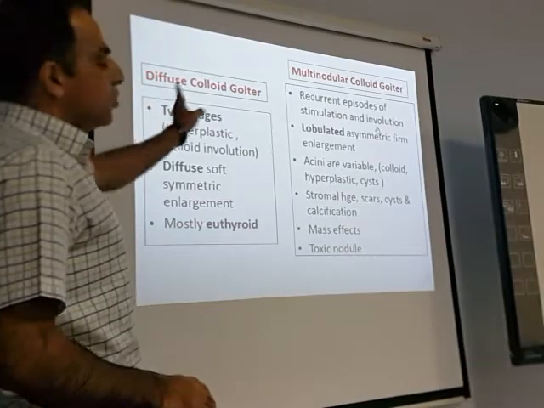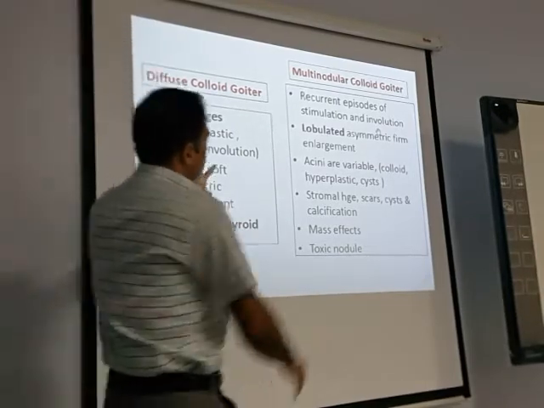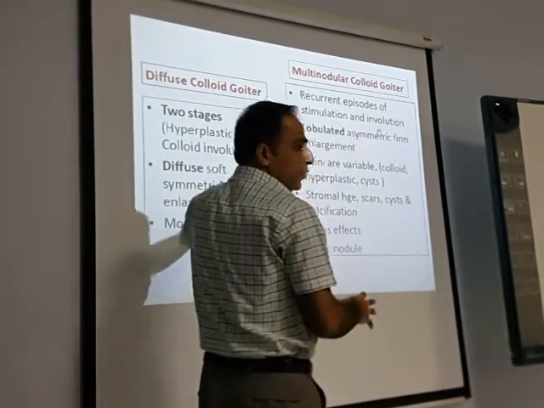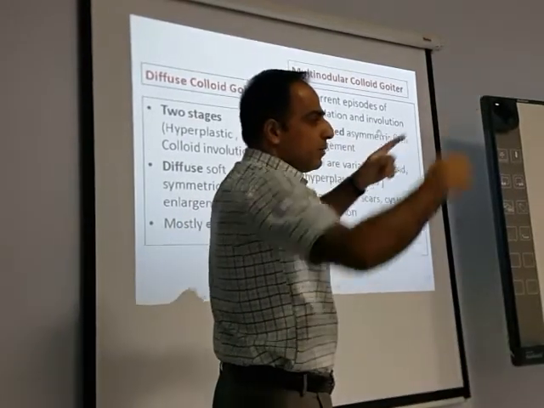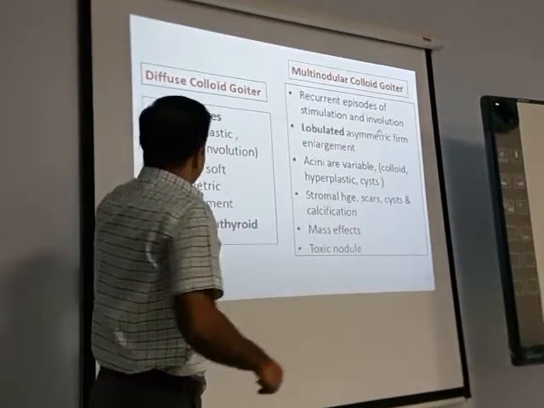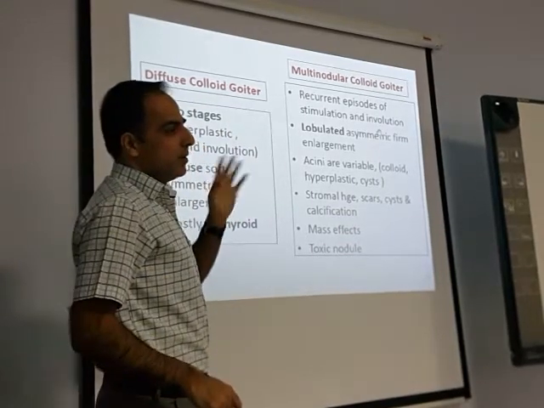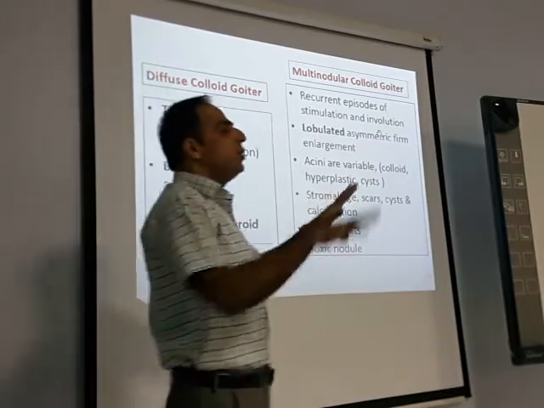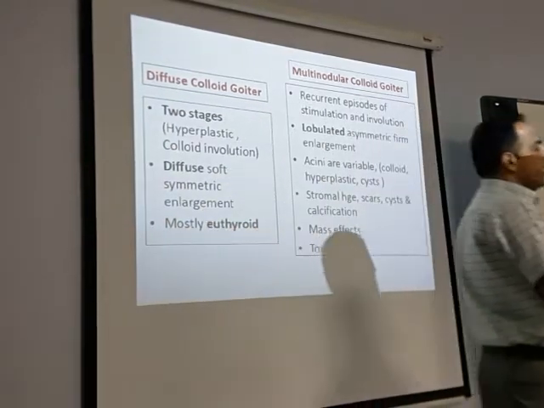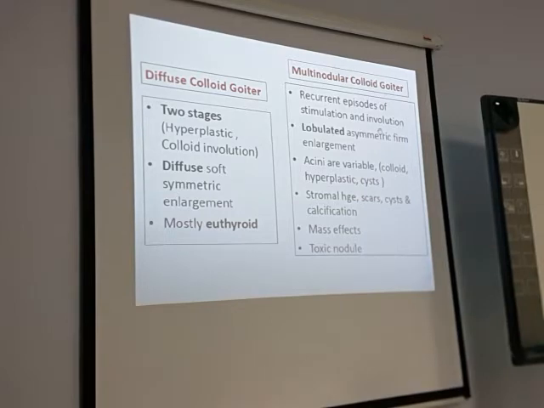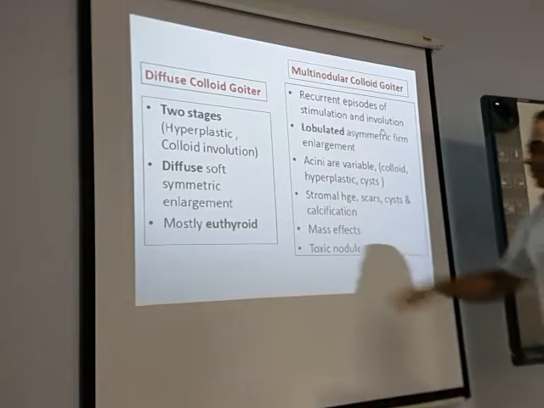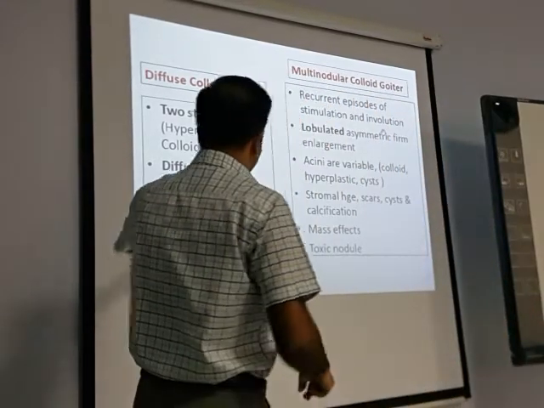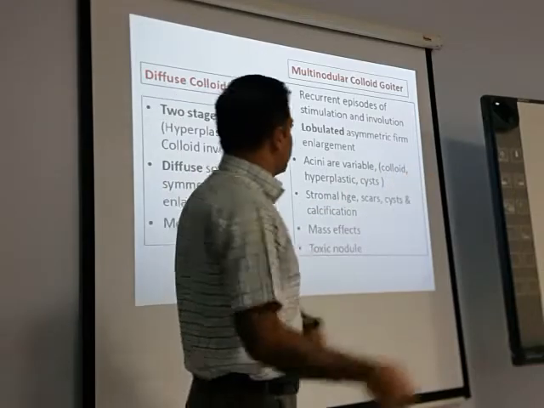Now, what do you find? This is the diffuse colloid goiter, and this is the multinodular. Try to understand. Diffuse has two stages. First is the hyperplastic stage. Second is the colloid involution stage. Diffuse, soft, symmetric enlargement, and mostly it is euthyroid. When the gland is enlarged, it will compensate for the thyroid hormone, so thyroid hormone levels you will find normal.